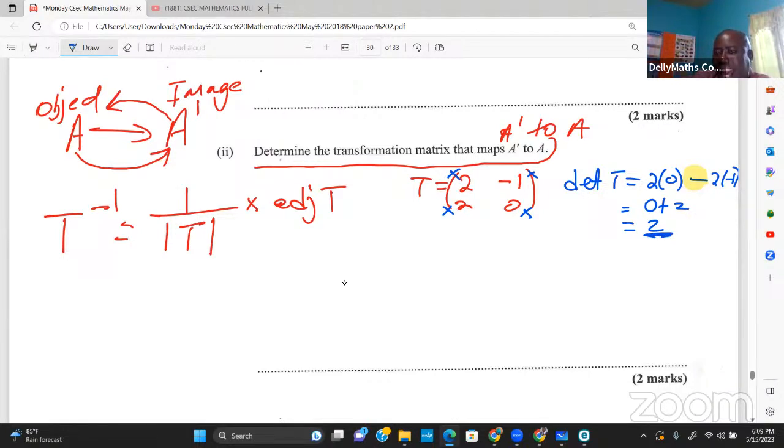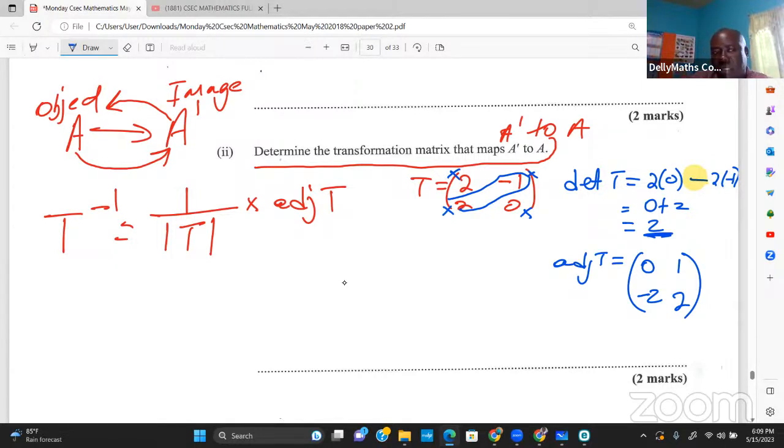Now let us just write the adjoint right there. So the adjoint of T is simply to switch the elements on the main diagonal. So the 0 will come here and the 2 will come here. And then we're gonna change the sign on the other diagonal, which is this one. So the -1 becomes positive and the +2 becomes negative. So there comes the adjoint. So it is 0, 1, -2, 2.